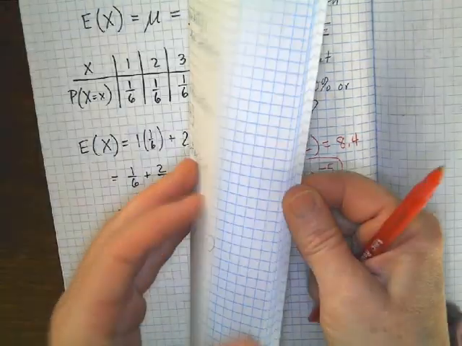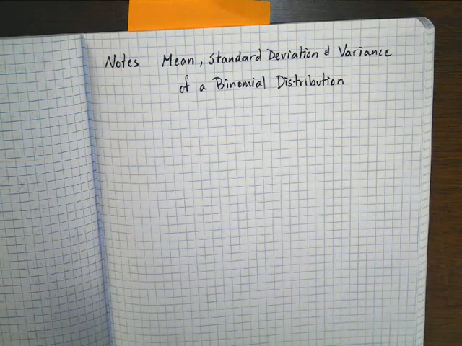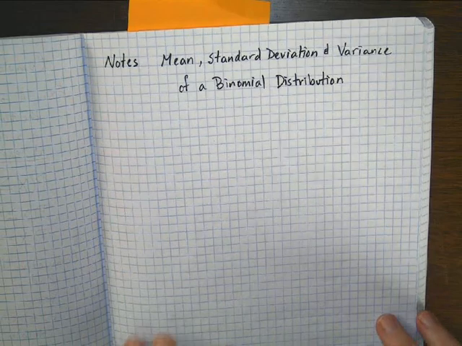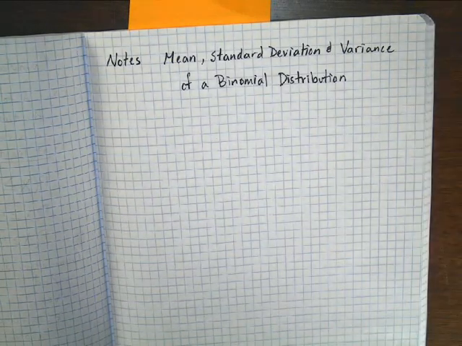We are still talking about binomial distribution. And now there's a couple more things we can do with binomial distribution. We can talk about mean, standard deviation, and variance of a binomial distribution. So first of all, the mean is actually really, really super easy. So we're going to talk about the problem that we just had.